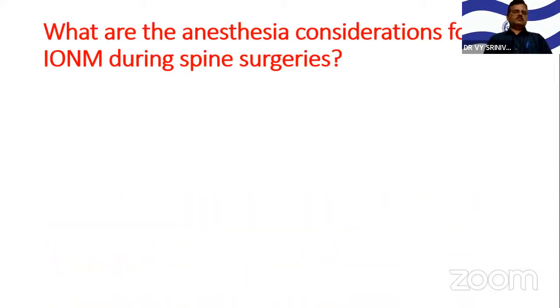Only four questions now. What are the anesthesia considerations for intraoperative neuromonitoring during spinal surgeries? The anesthesia considerations involve the use of total intravenous anesthesia. We do not use muscle relaxants after the initial intubation and induction. We use a soft bite block and maintain a steady level of anesthesia. We need to maintain mean arterial pressure above 65 millimeters of mercury.